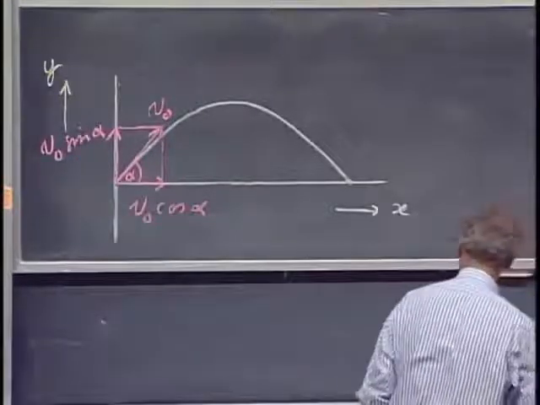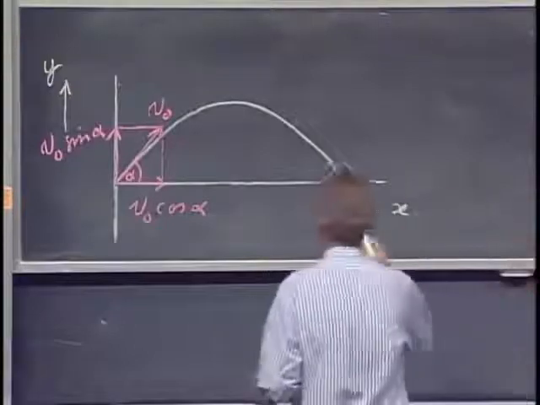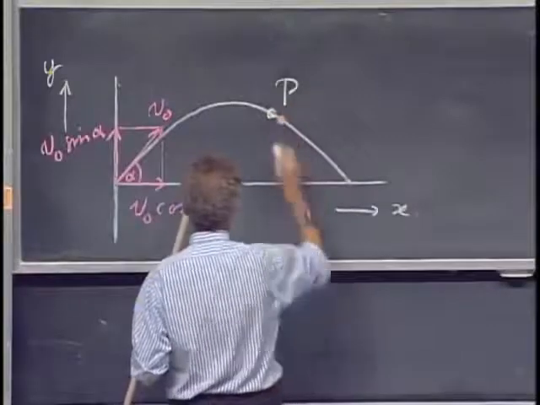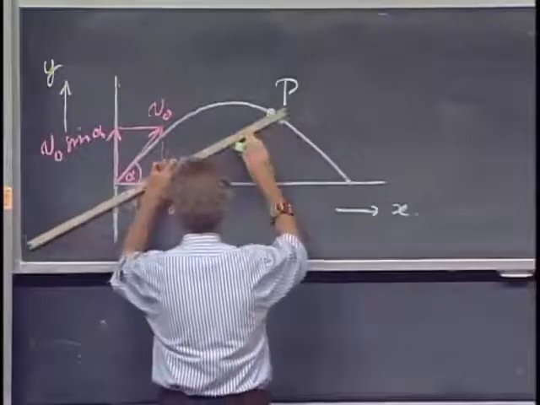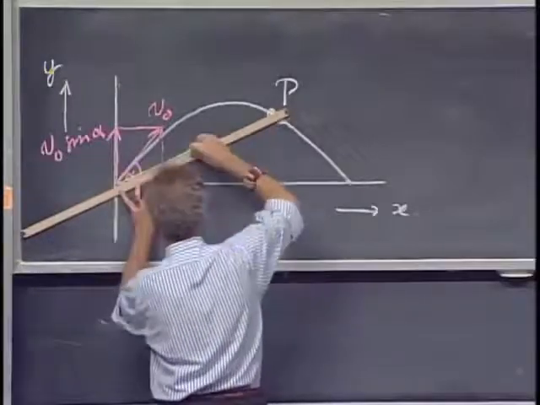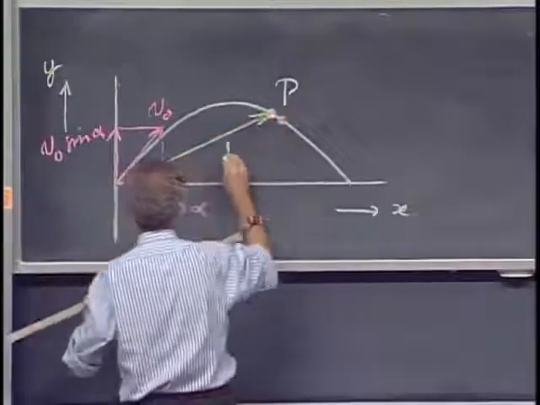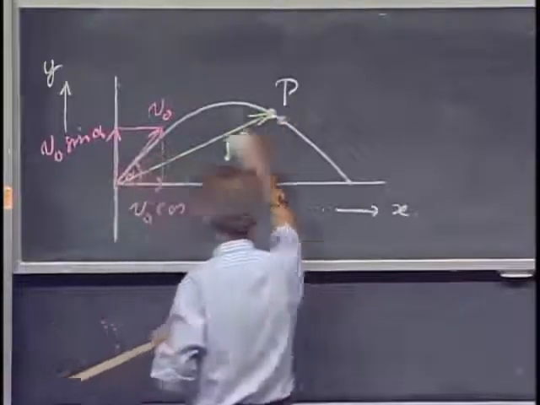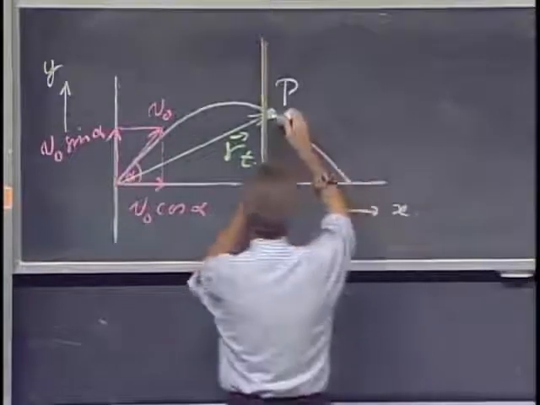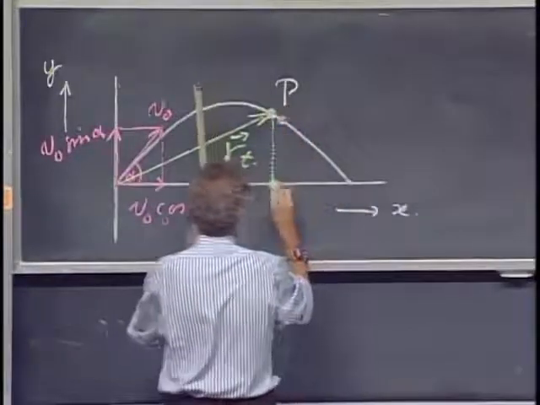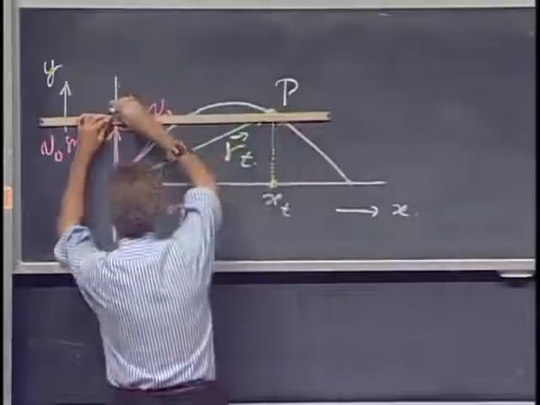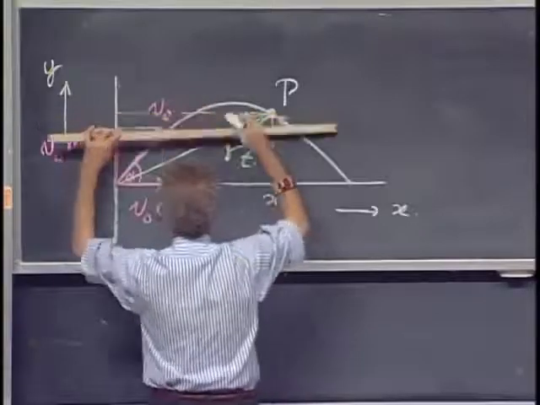A little later in time, that object is here at point P, and this is now the position vector, which we have called r of t. That's this vector. That's the vector that is moving through space. At this moment in time, x of t is here. And at this moment in time, y of t is here.